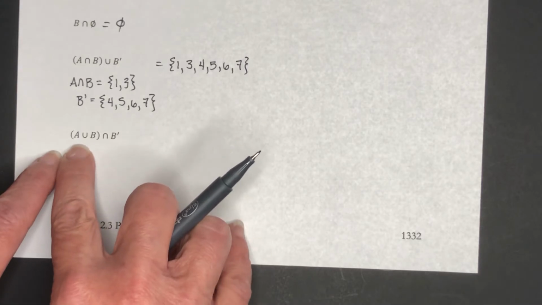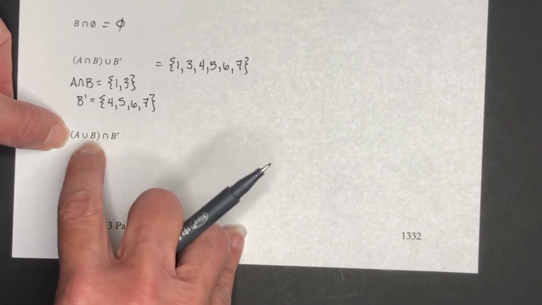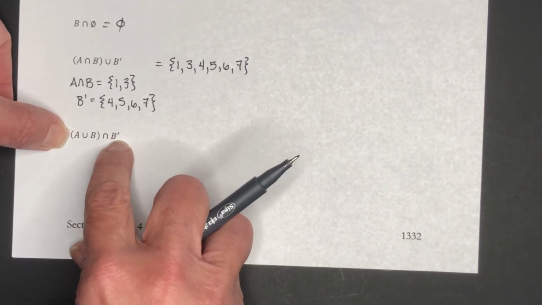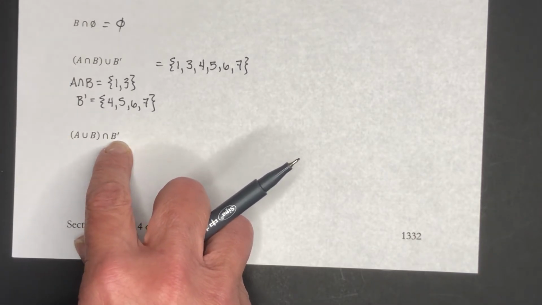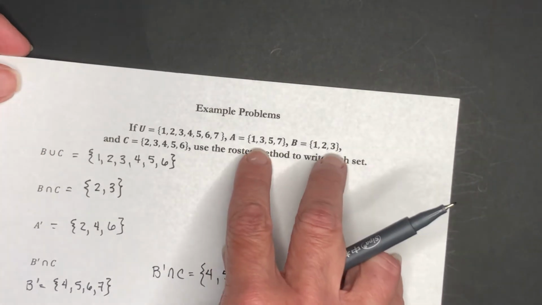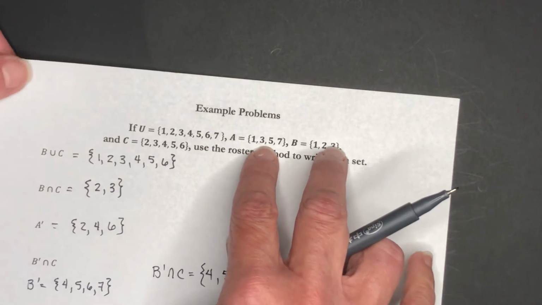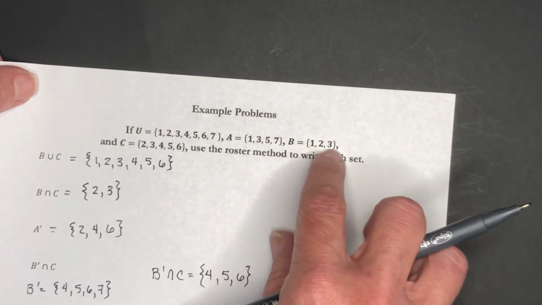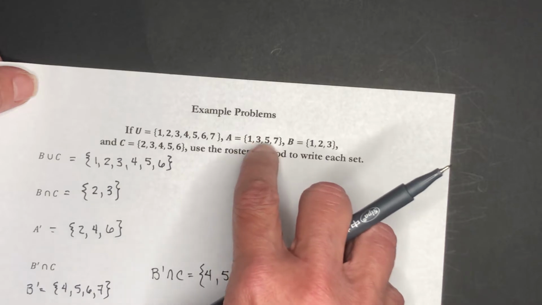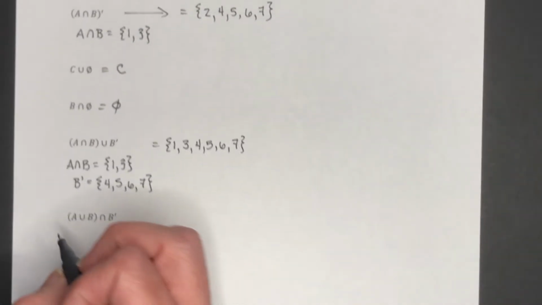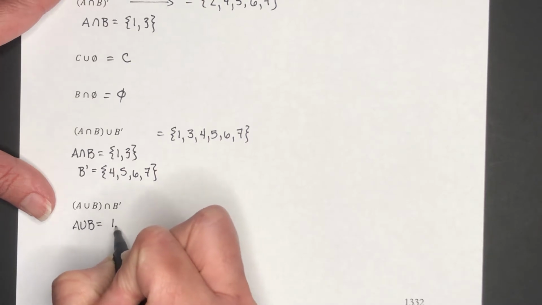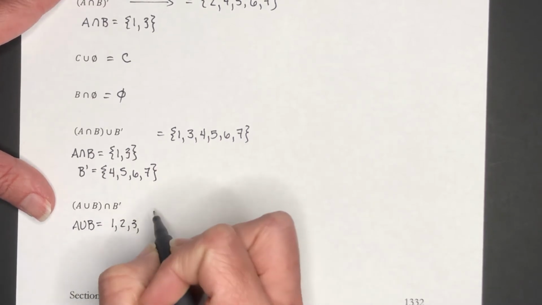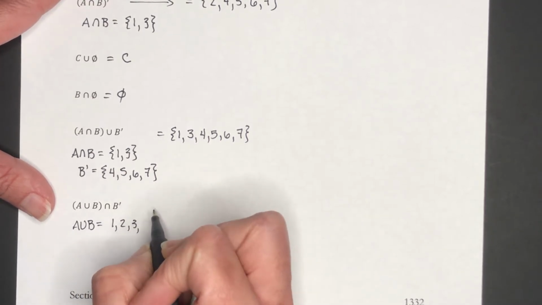Here. A union B intersected with the complement of B. Well, A union B, we're going to have to come back up here. I want to pick up everything that's in either one of these or in both. Well, 1, 2, 3, and then 5 and 7. 1, 2, 3, 5, 7.